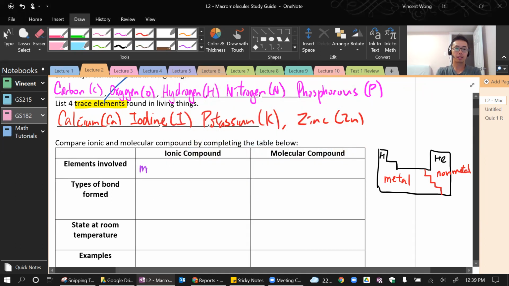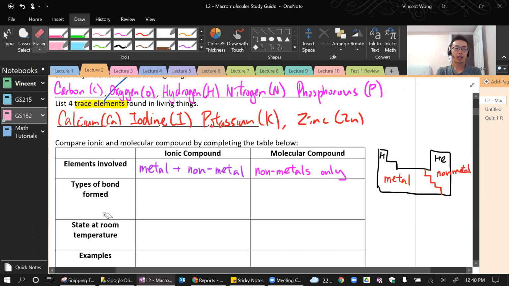This is metal plus non-metal. On the other hand, if you take non-metals and you combine them chemically, then you will get a molecular compound. So this is non-metals only. Okay.